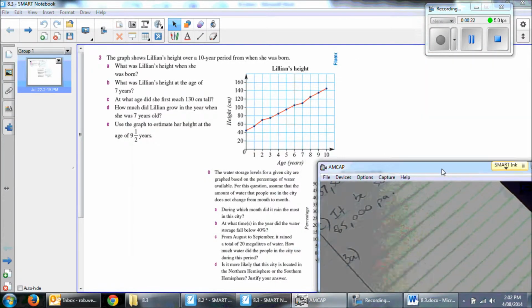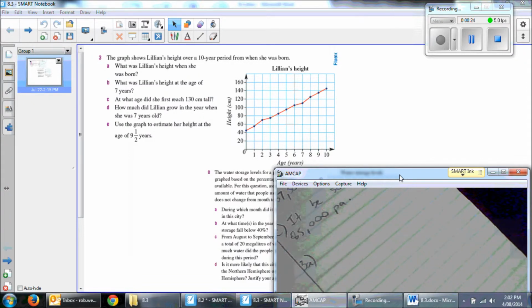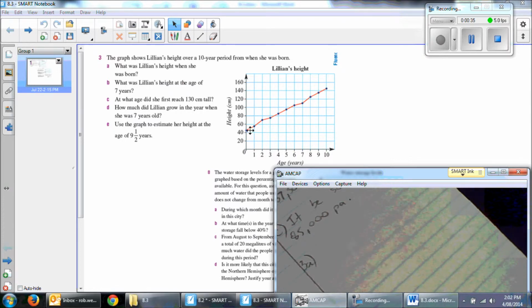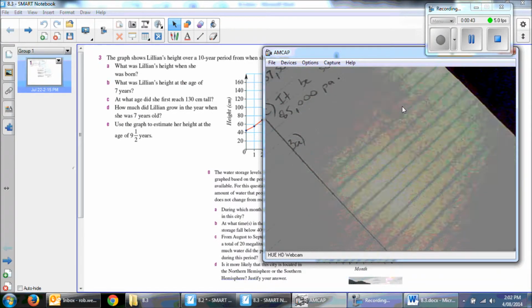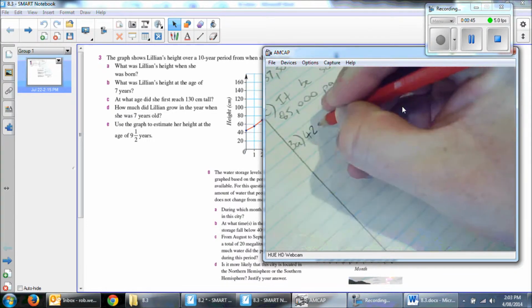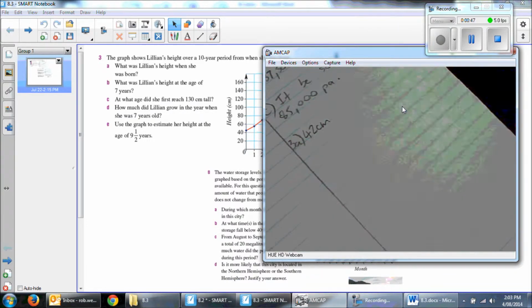Question 3, we're talking about someone's height. So the graph shows Lillian's height over a 10-year period from when she was born. What was Lillian's height when she was born? So if we have a look here, when Lillian was born, I'm going to say she was around about 42 centimetres. So 42 centimetres for that question.